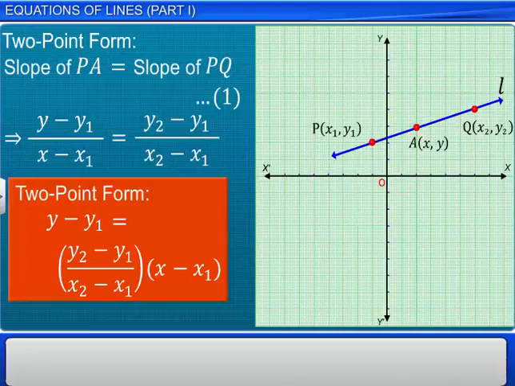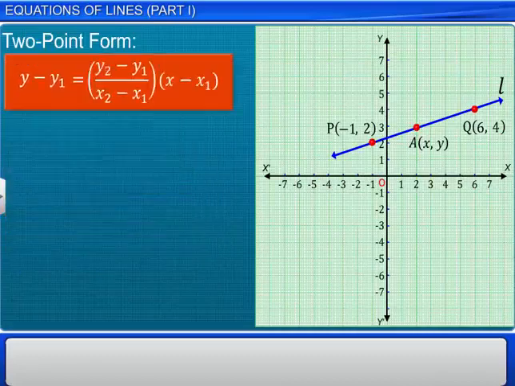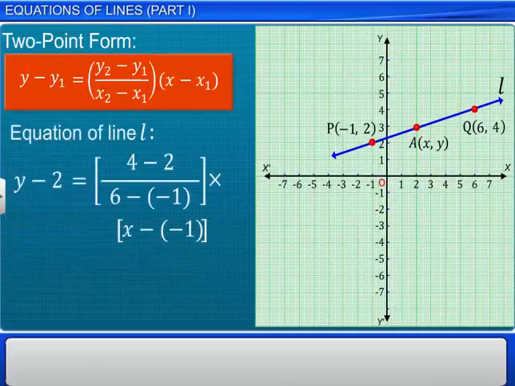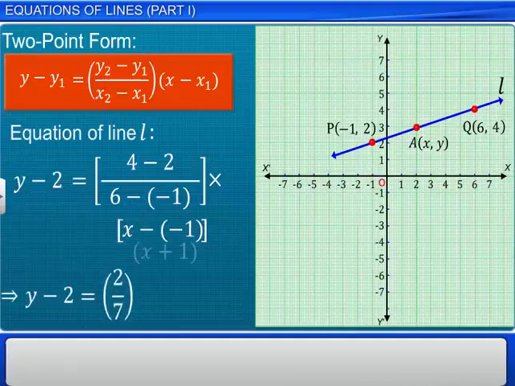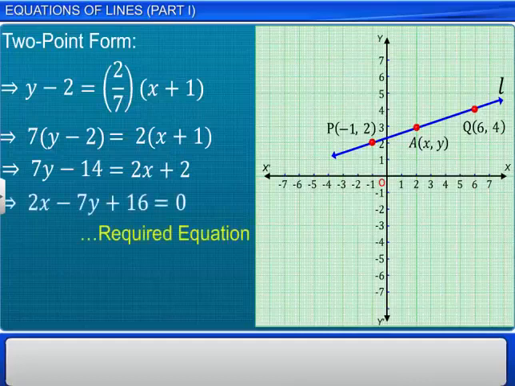For example, consider a line L passing through the points (-1, 2) and (6, 4). Let us put the coordinates of the points P and Q in the two-point form of the equation of a line. On simplifying, we get the required equation of the line as 2x - 7y + 16 = 0.